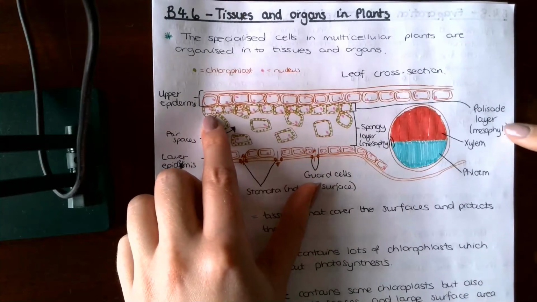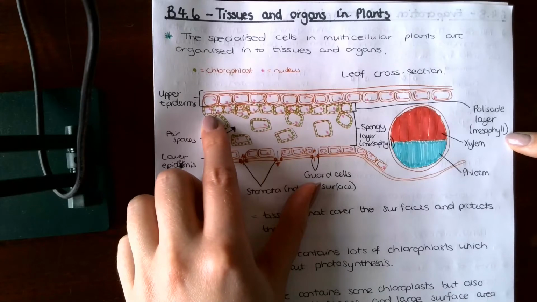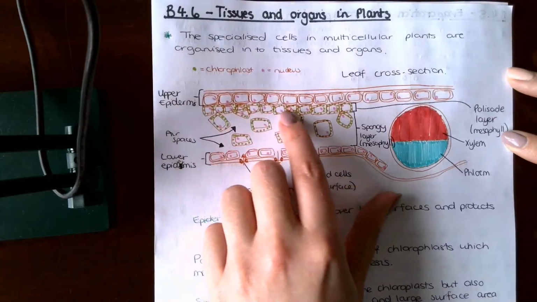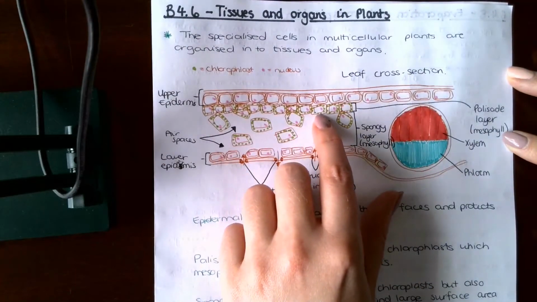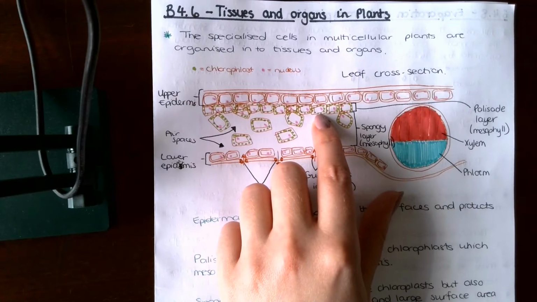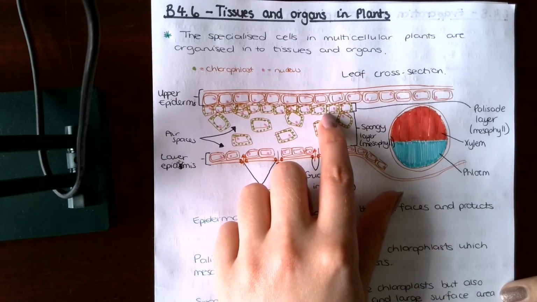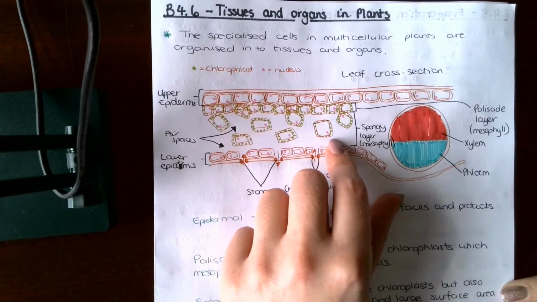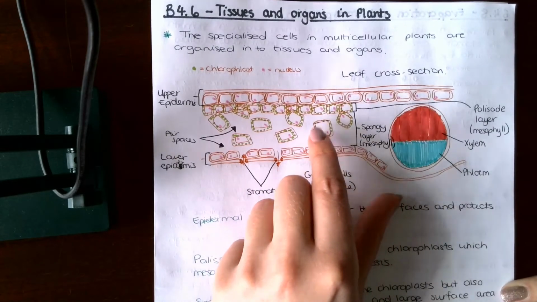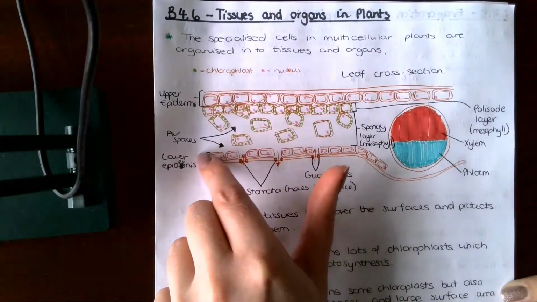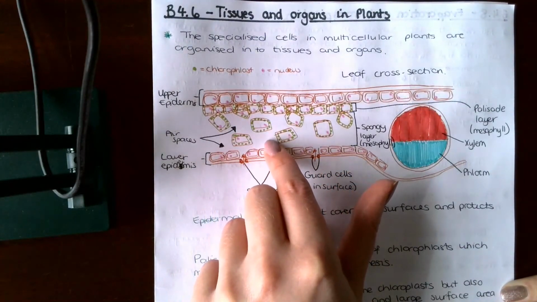Underneath this we've got the Palisade layer, or the mesophyll. Now there's two layers to this, and I'll explain that in a minute. The first one is directly underneath the epidermis, the upper epidermis, and this is where photosynthesis takes place the most. We can see the next layer down is the spongy layer, so the spongy mesophyll. We can see there's quite a lot of gaps in between these cells, and these are where the air spaces are, and I'll talk to you about why that's important in a minute.